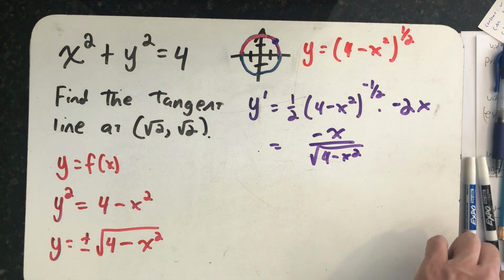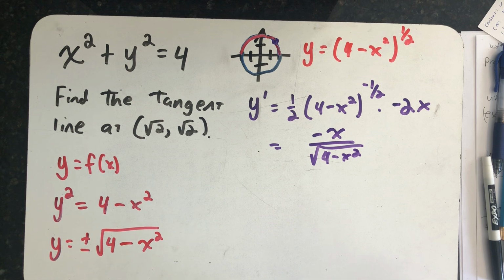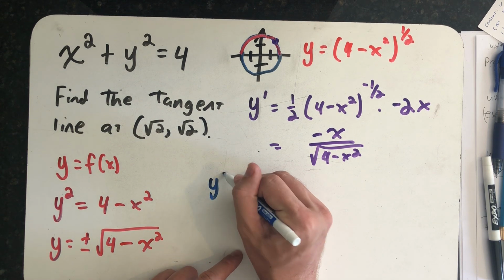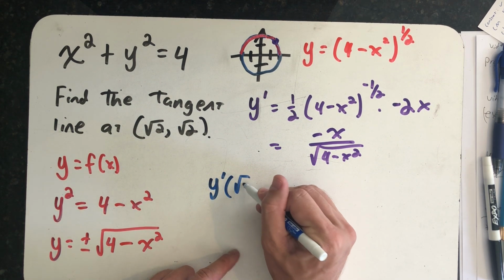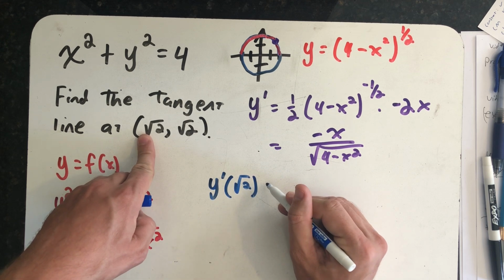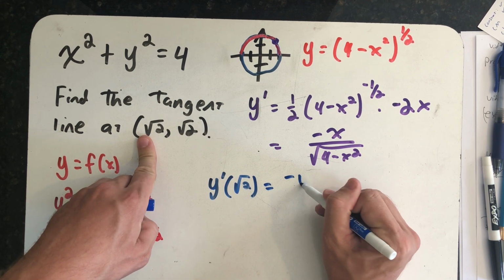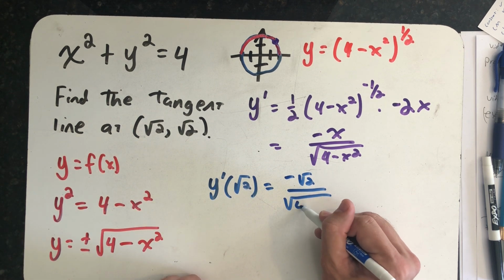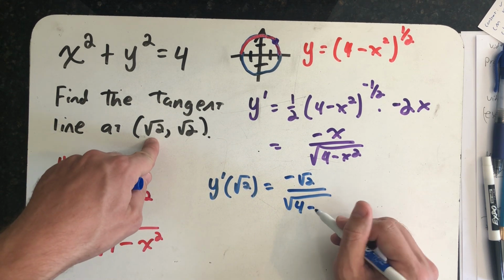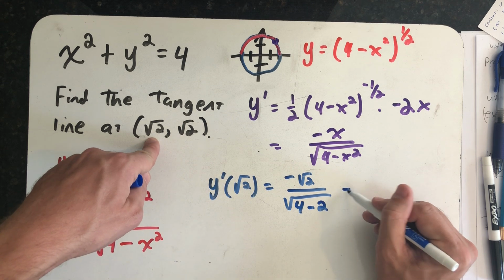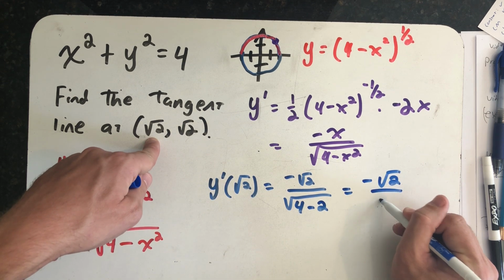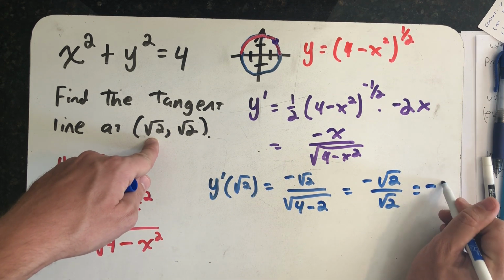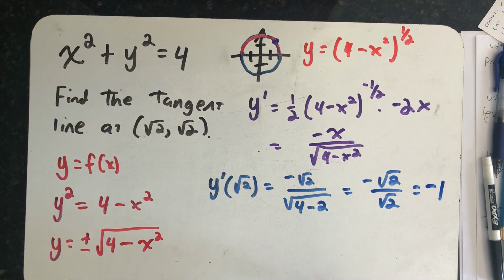Now we can go and find our slope. y prime of the square root of 2. So on top I would have minus root 2, and on the bottom I would have the square root of 4 minus square root of 2 squared, which is 2. So let's see, that's minus root 2 over positive root 2, which is minus 1. My tangent line has a slope of minus 1 and passes through this point.